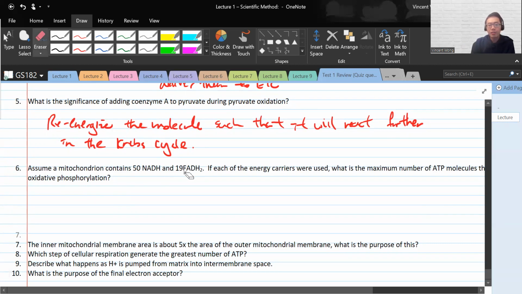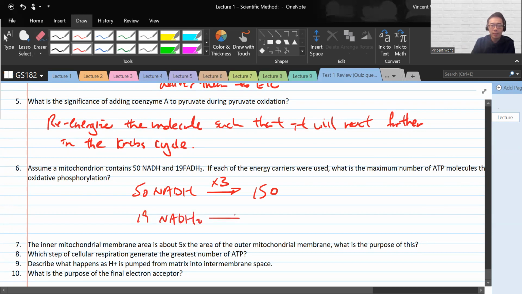If there are 50 NADH and 19 FADH2, how many ATPs are we going to be able to produce? In class, we already said 1 NADH under ideal condition, which is why it's asking for maximum, we can multiply by 3. We'll get 150. And for FADH2, what do I multiply this by? 2, that's right. So that's going to give you 38. And then you just add them up, which is 188. That's the correct answer.